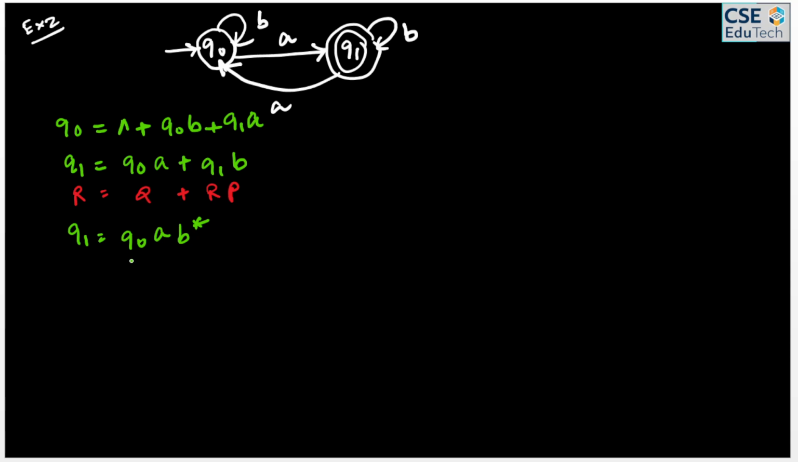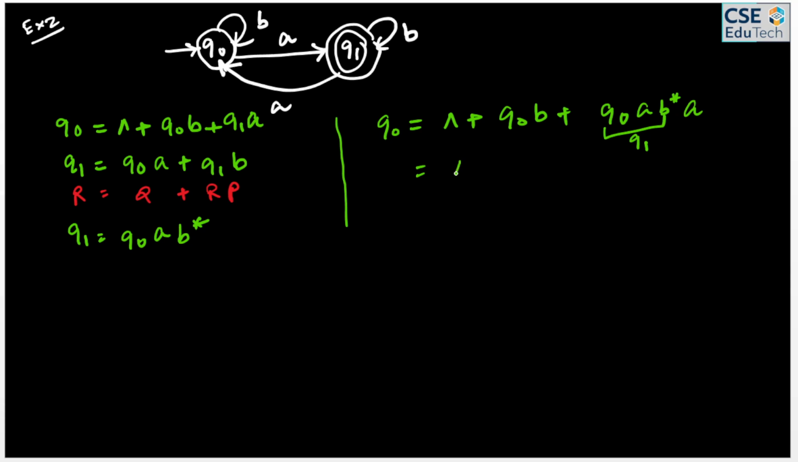Now we put this value into the equation for Q naught. Q naught equals null or Q naught B, and for Q1 we put Q naught A B star A. Now it also looks like this: Q naught equals null or Q naught (B or A B star A).